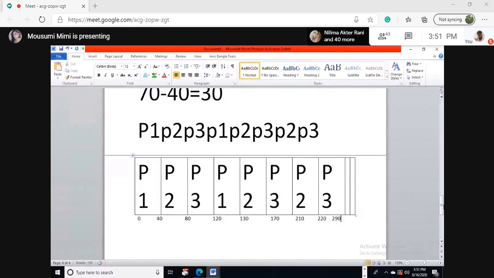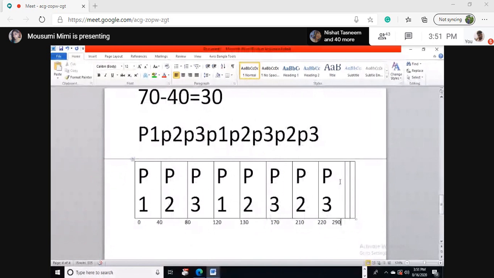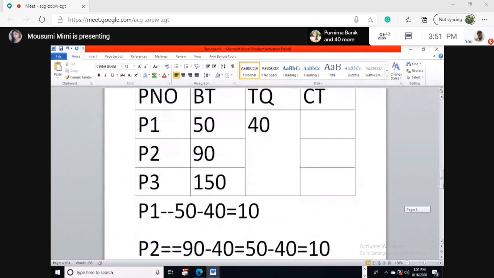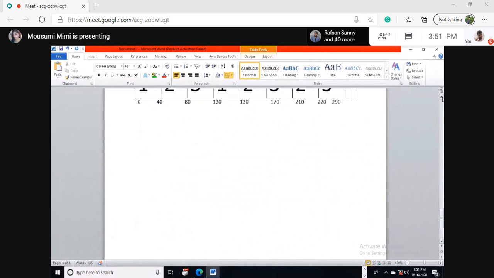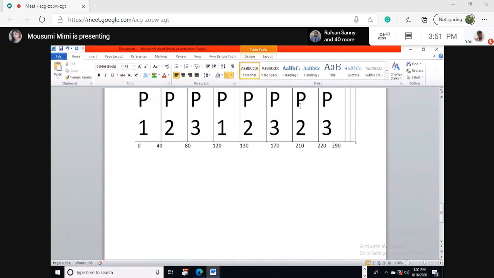Now, for the completion time, you always check from the right hand side, not the left hand side. So first, process 3. The completion time of process 3 is 290. Then process 2, the completion time is 210. Sorry, the completion time of process 2 is 220.